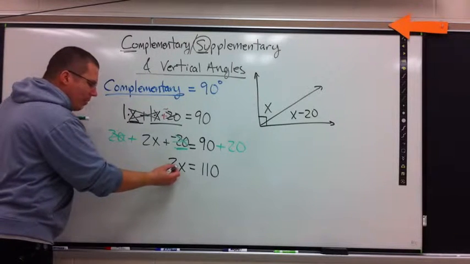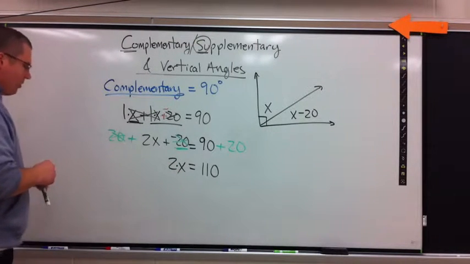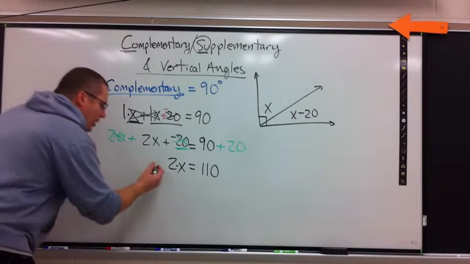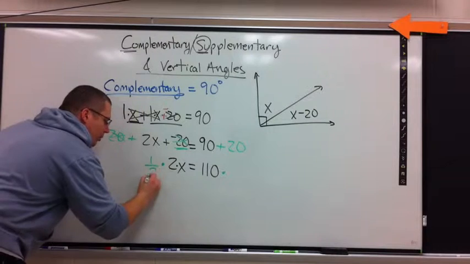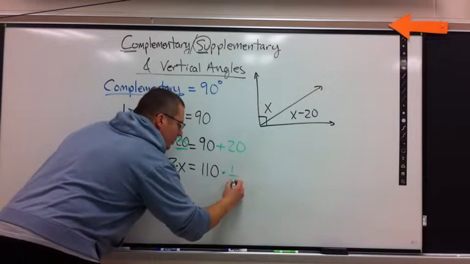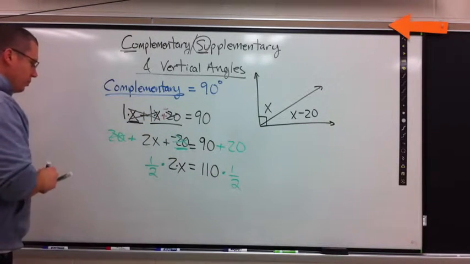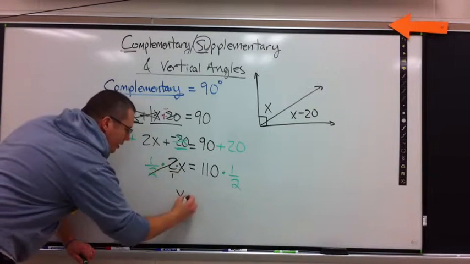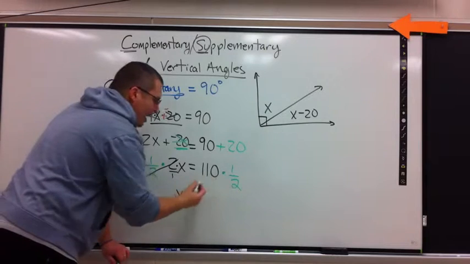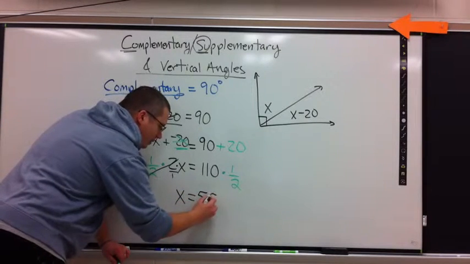I'm ready to get rid of a multiplied 2. How do I get rid of a multiplied 2? No, I don't add the opposite, I multiply. By what? The reciprocal. 1 over 2, 1 over 2. The 2's cancel out, I'm left with x. 1/2 times 110, 55.